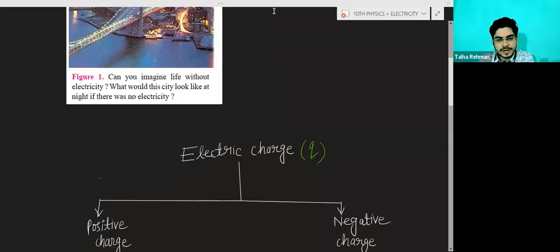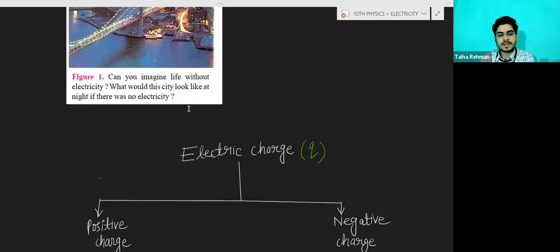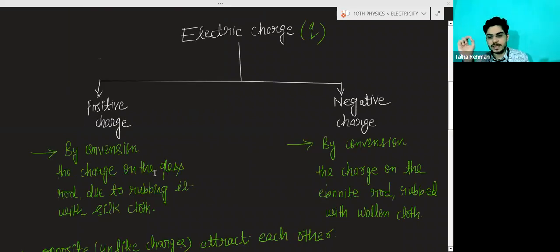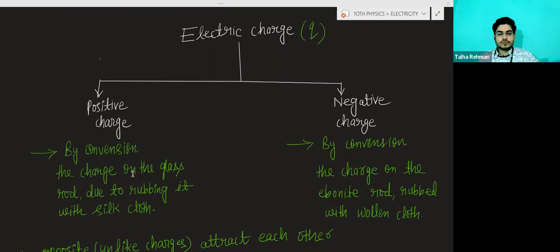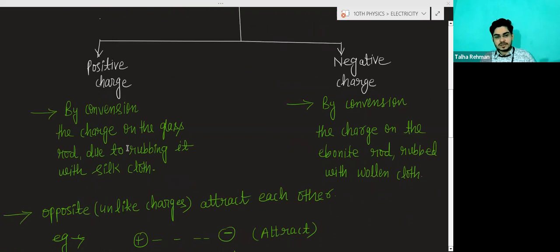So somehow they found out that whenever you take a glass rod and rub it with a silk cloth, you will get the positive charge. The charge on the glass rod due to rubbing it with silk cloth is positive by convention. Convention means in earlier days. They said negative charge is the charge on the ebonite rod.